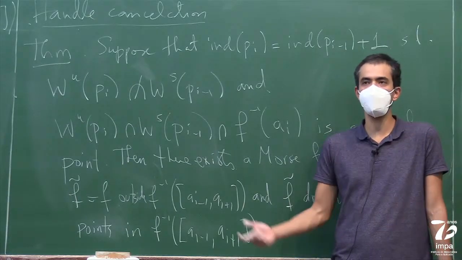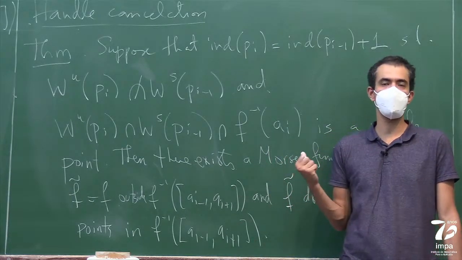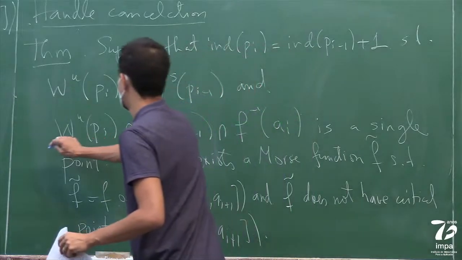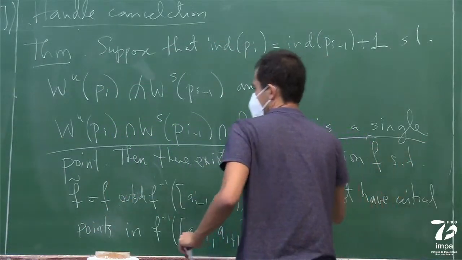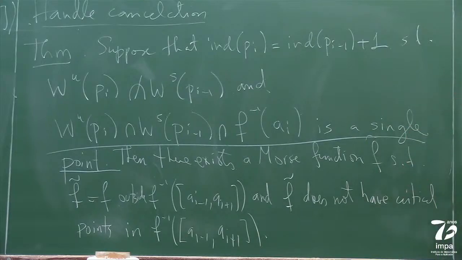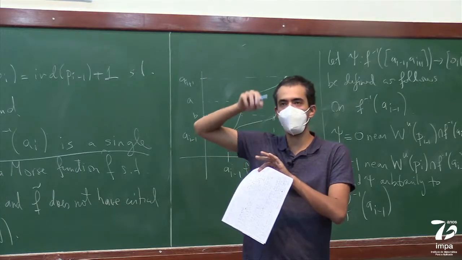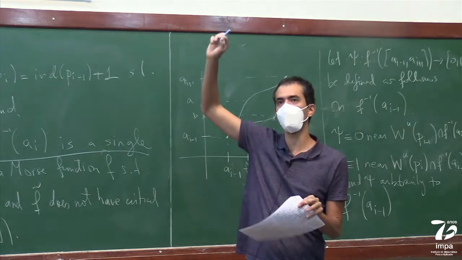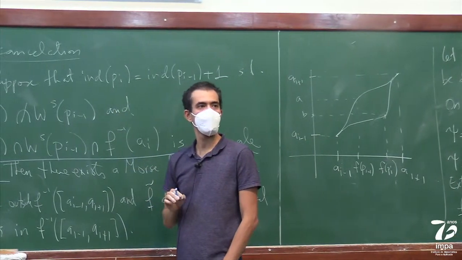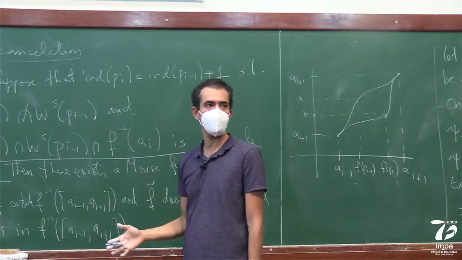So topologically, this is trivial. That's the idea that you have two handles that cancel out. And the condition that you need is this one. You need the unstable manifold of p_i and the stable manifold of p_{i-1} to intersect exactly there: there exists a unique flow line, or if you take any slice, there's a unique point. And that's what you need to be able to cancel them.